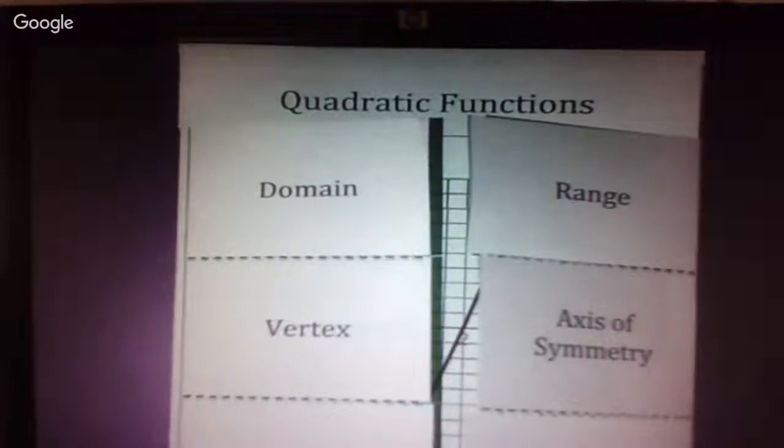Okay. So this entire unit and the next unit, we are looking at what we call quadratics. You should have been introduced to quadratics in Math 1.